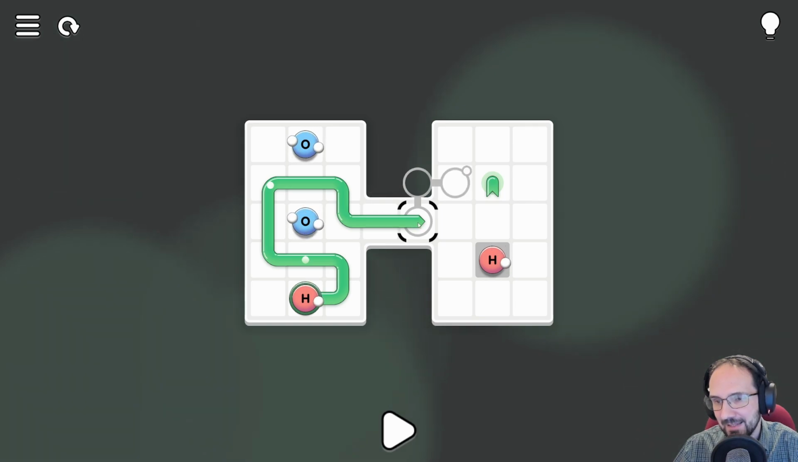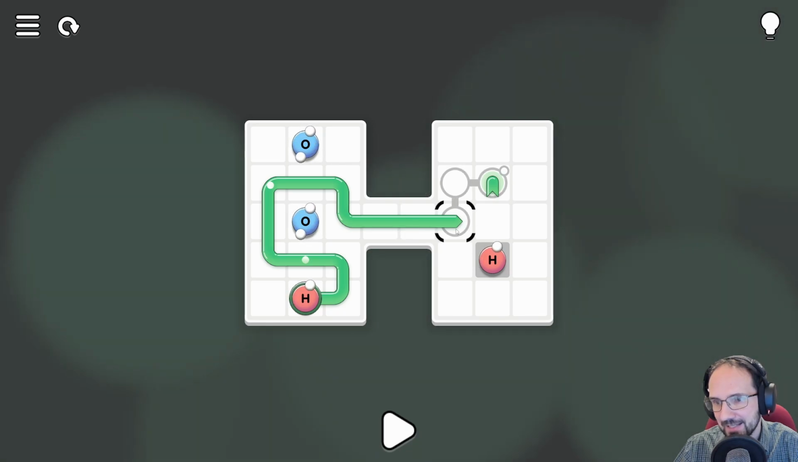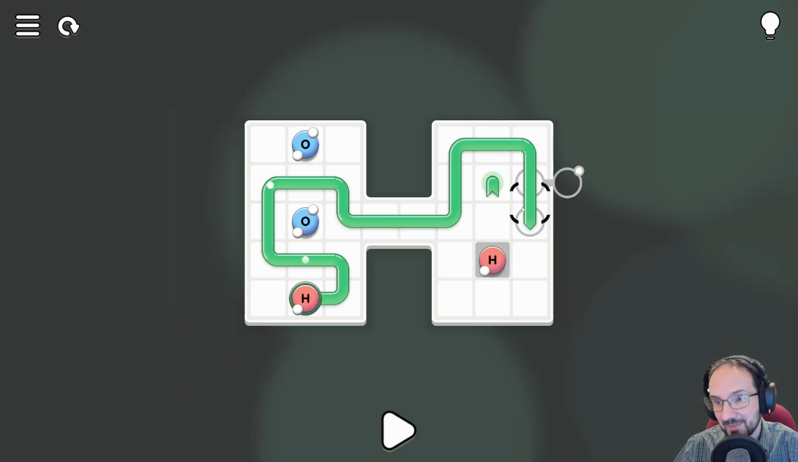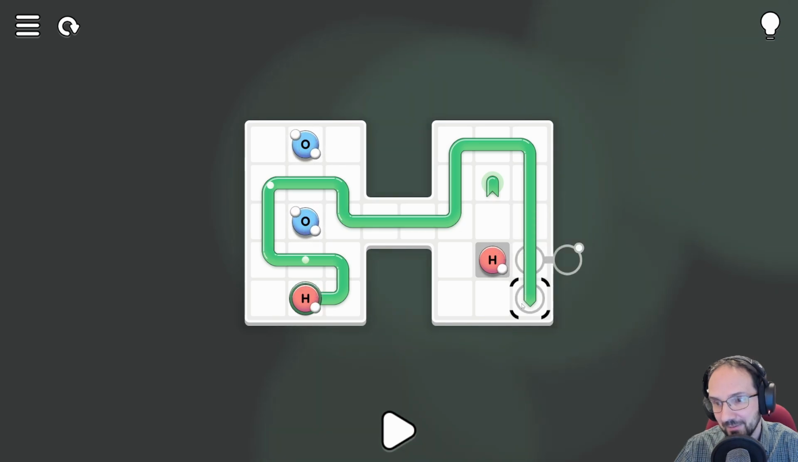And then this is the top right. This is the thing with the bond. So we've got to get that next to the hydrogen, which we can do like that. But if we do that, then we can't move anywhere. So we can't do that. We can't go to the right because that's where the exit is. That means we can't do that either because then we can't get out.